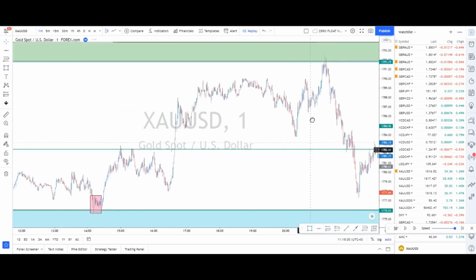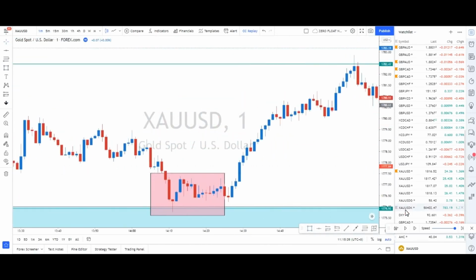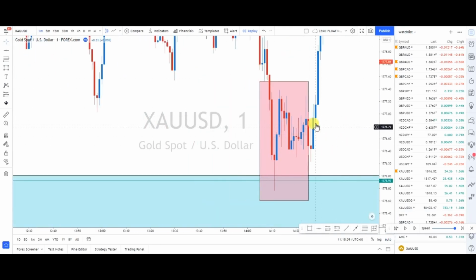So let's see. Do you guys see any opportunity at all? No, right? Could be here as a QM, but price did not take this QM area here. I'm going to mark this. Okay, take this away. So this is a QM.